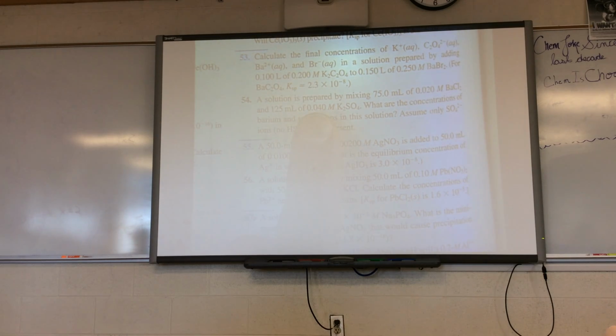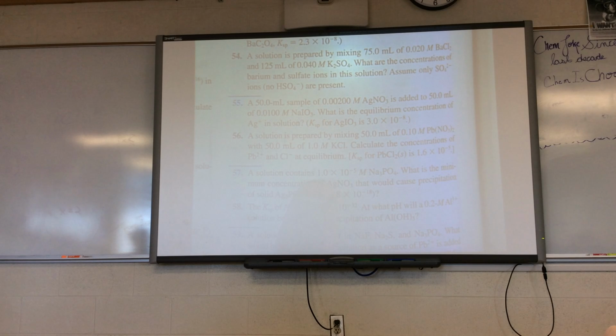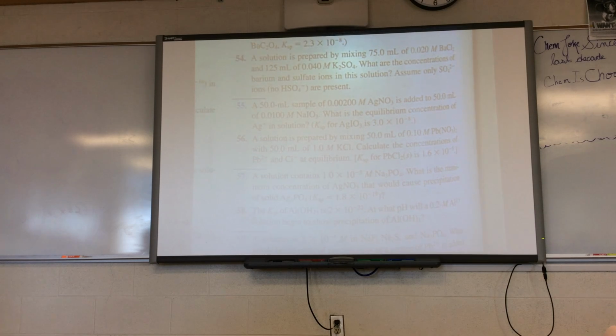And then 54, we just did that one, barium and sulfate. 55, we did that one, silver and iodate. 56, that one we didn't do yet, but it's the same kind of thing. You're given the amount of starting ions and then find what the final concentrations are. Then 57, what's the minimum concentration that causes precipitation? We did one of those yesterday. So yeah, you'll be able to do all of them.